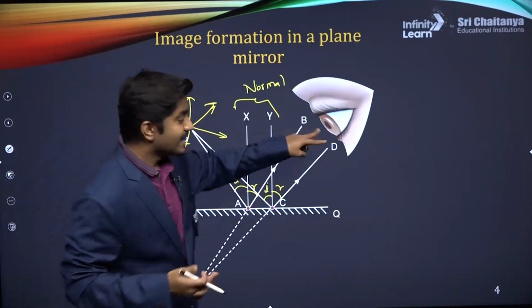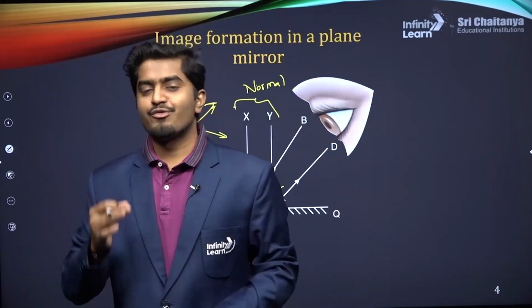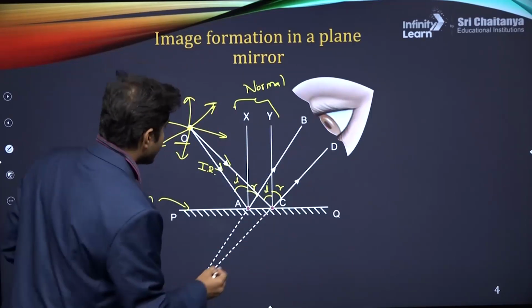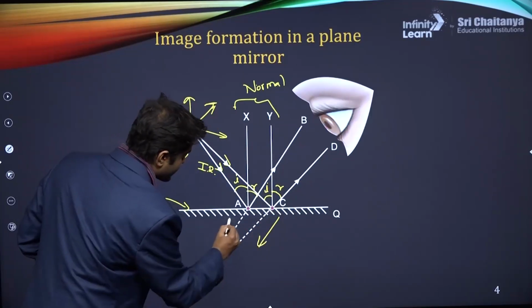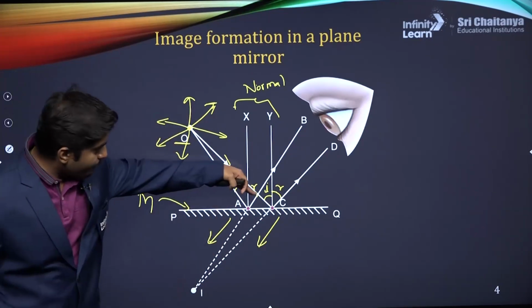These rays, they are going away from each other. That means they are diverging. So whenever rays are diverging, what we do is we extrapolate them backwards. We consider them backwards. We go behind the mirror.